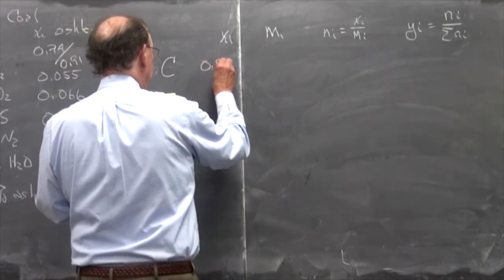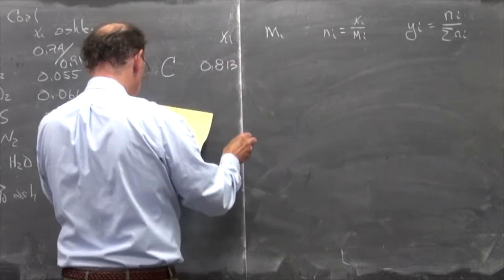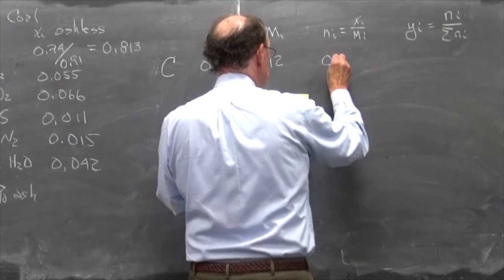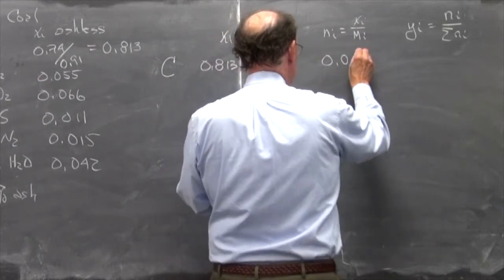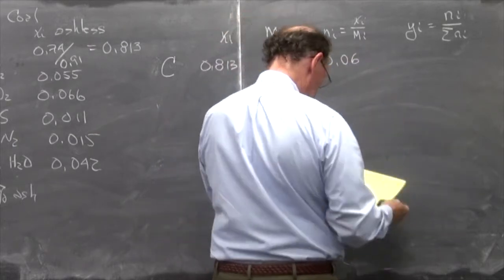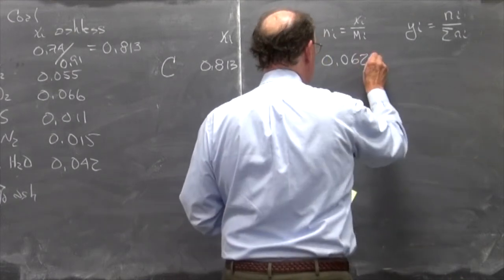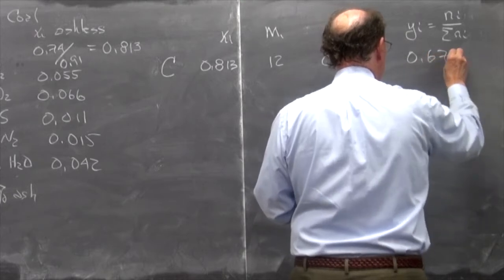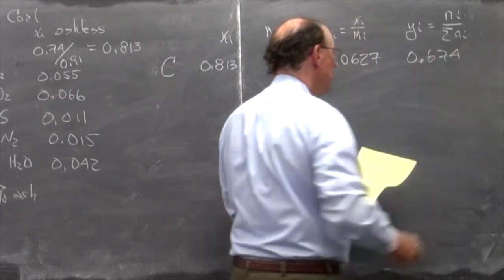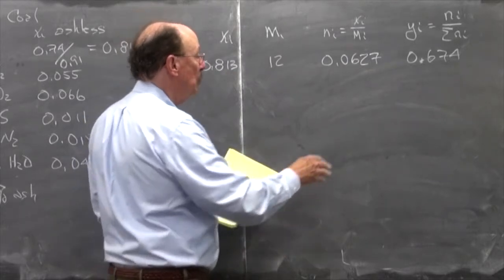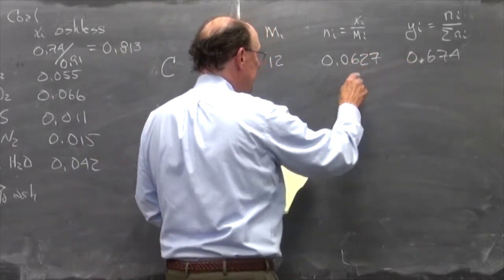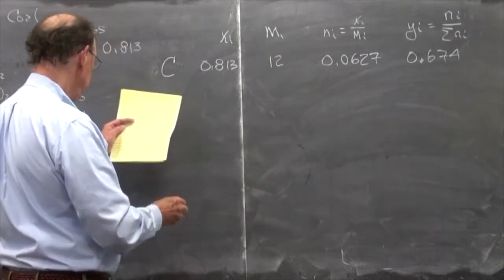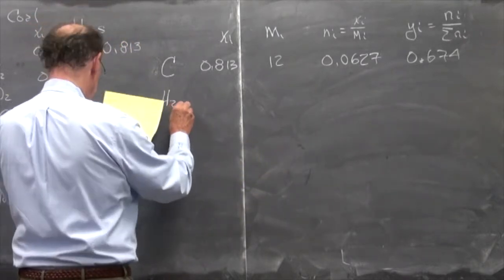So 0.813, this is 12, this is 0.0627, and this is 0.674. So, and we're going to get to where the sum of the Ni is. So this is the Ni, and now I'm going to write out all these things that are in the table, but I didn't see how to speed the process up.